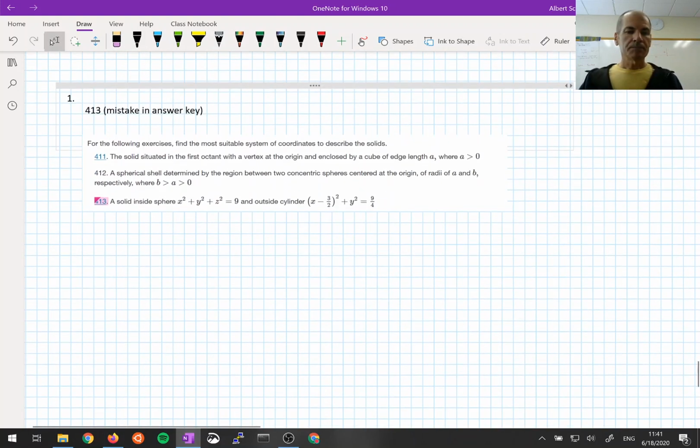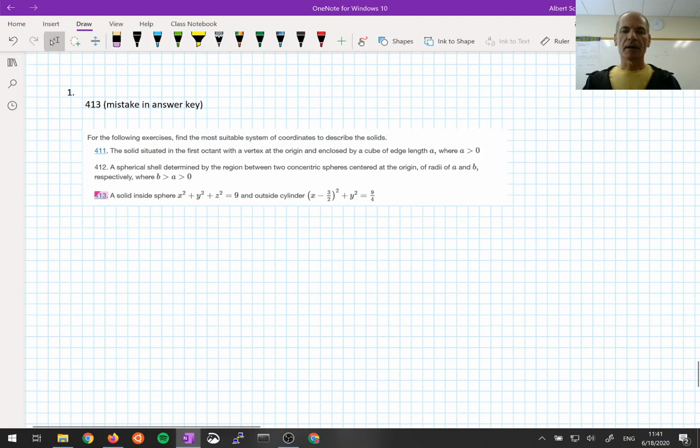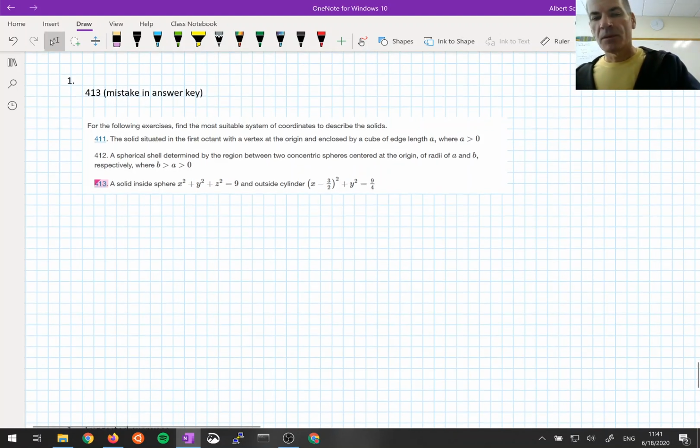Okay, 413, last problem. Find the most suitable system of coordinates to describe the solids. This is a somewhat subjective process. Here we're looking to describe a solid inside a sphere and outside a cylinder. What's the best way to describe this? What's the best coordinate system?